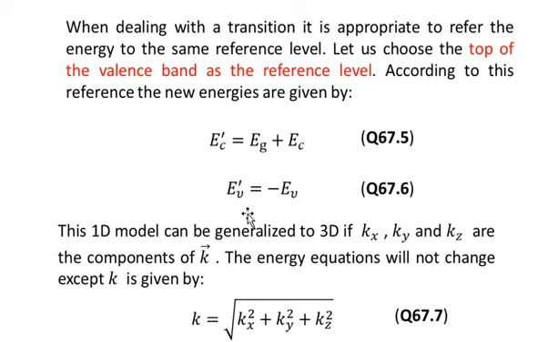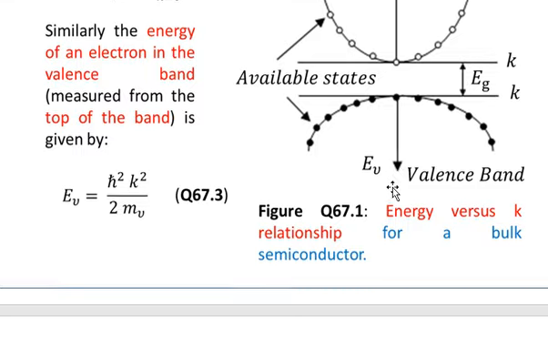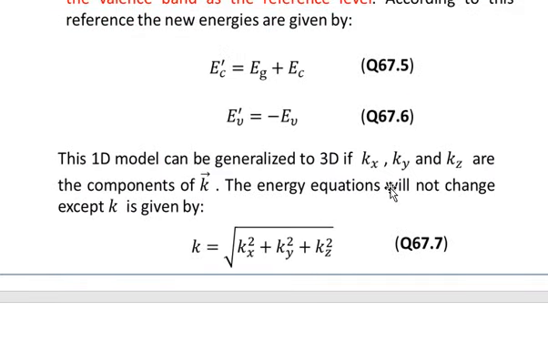According to that one, the energy is positive when measured from the top of the valence band upward, and from the top of the valence band downward, the energy will be measured as negative. So that's why, according to that one, we have Ec prime, that is the energy of the electron in the conduction band, equal to Eg plus Ec, and the energy of the electron in the valence band, Ev prime, is equal to minus Ev.